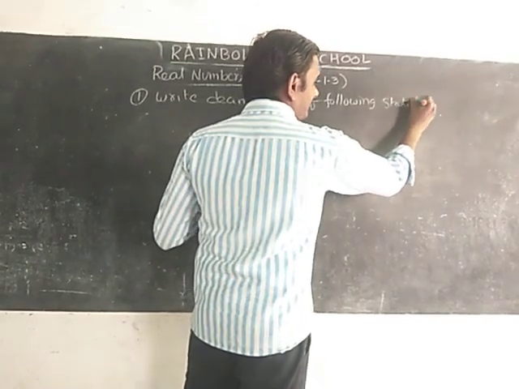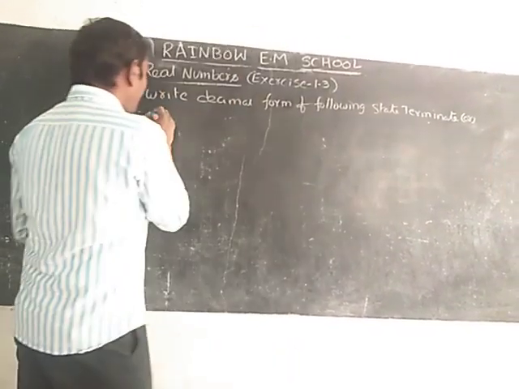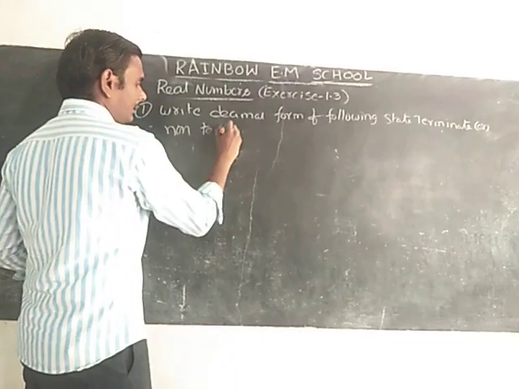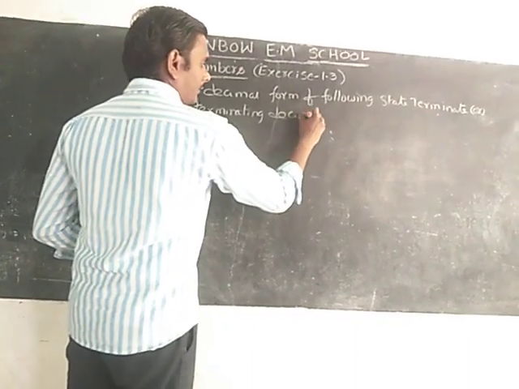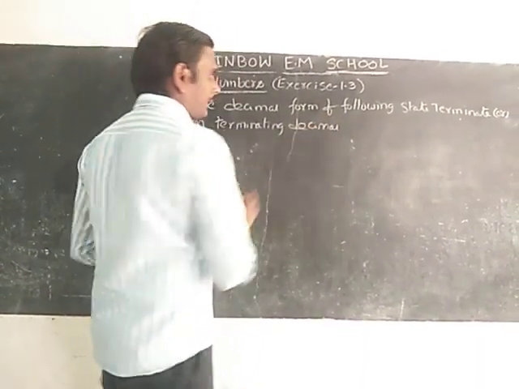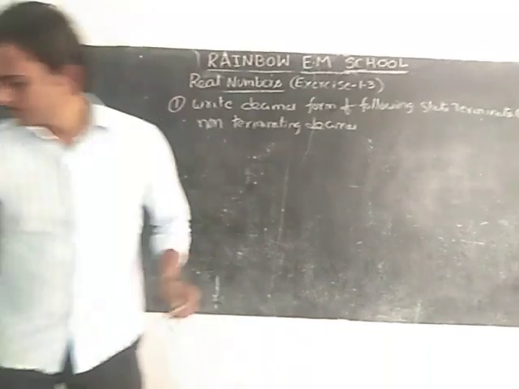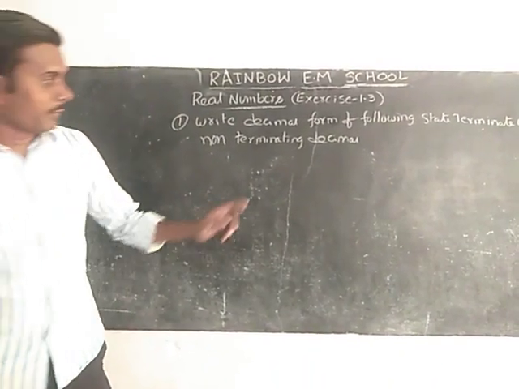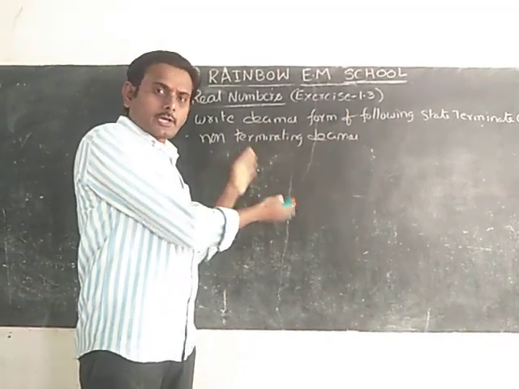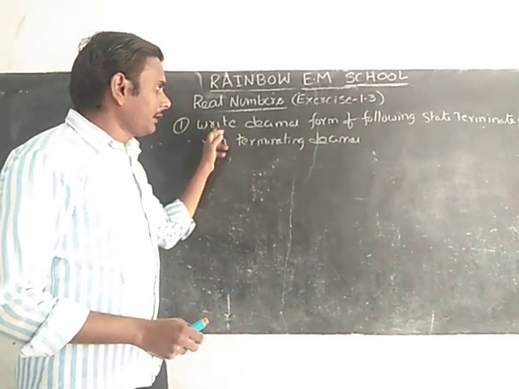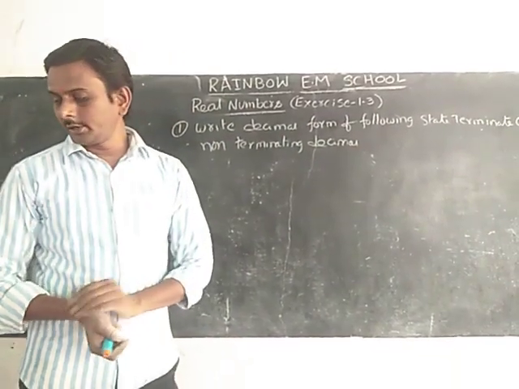State terminating or non-terminating decimal. Write the decimal form is not given to you as a method, so we can go for the shortcut method. What is the question? Write the decimal form of the following. State terminating or non-terminating decimal.